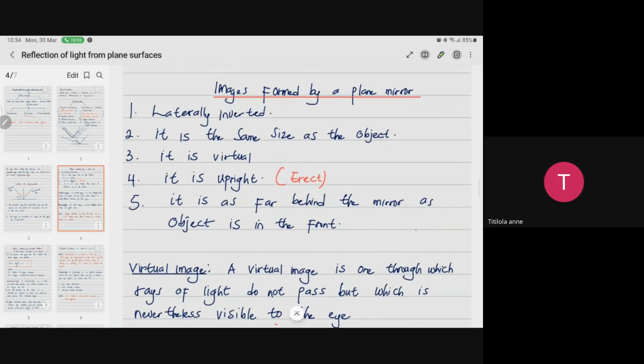All right. So that said, let's now look at a plane mirror, right?